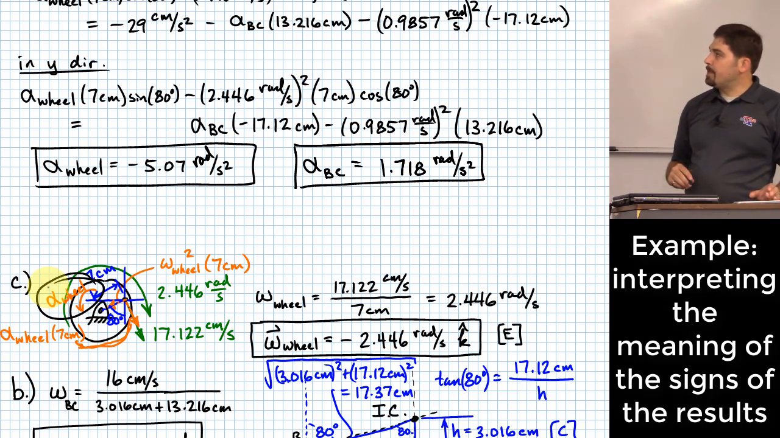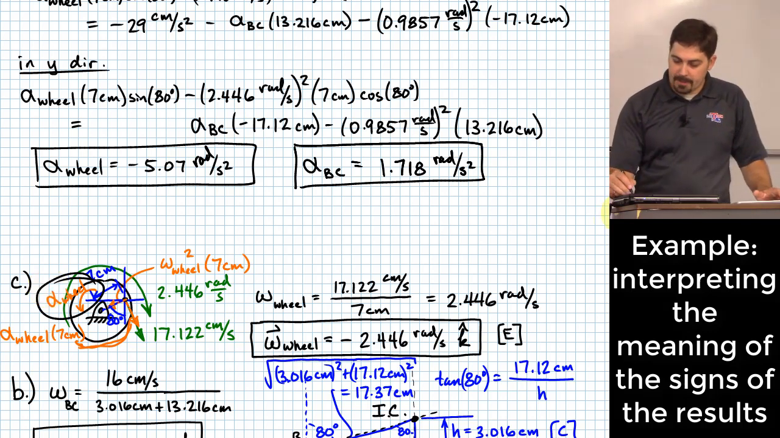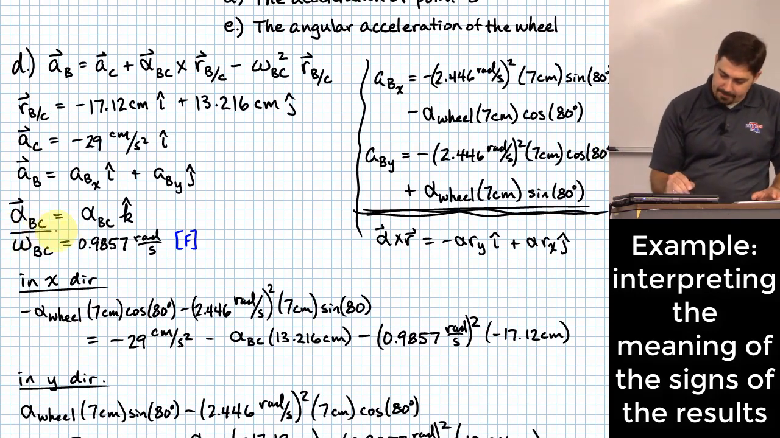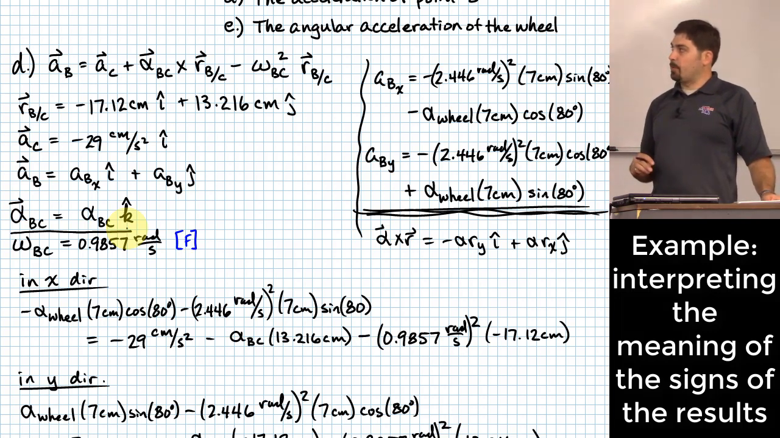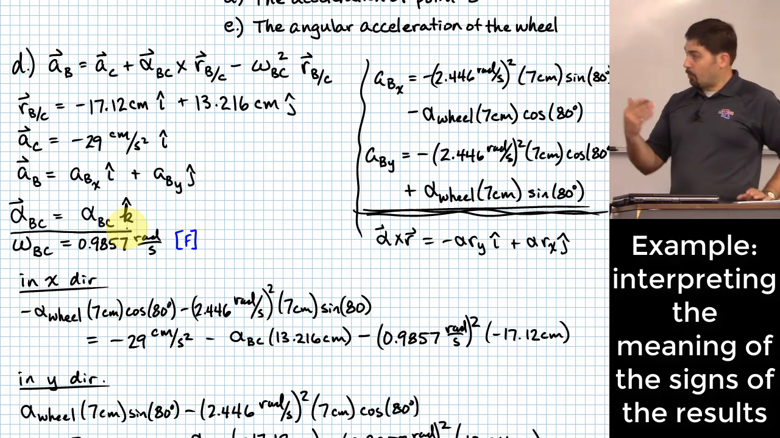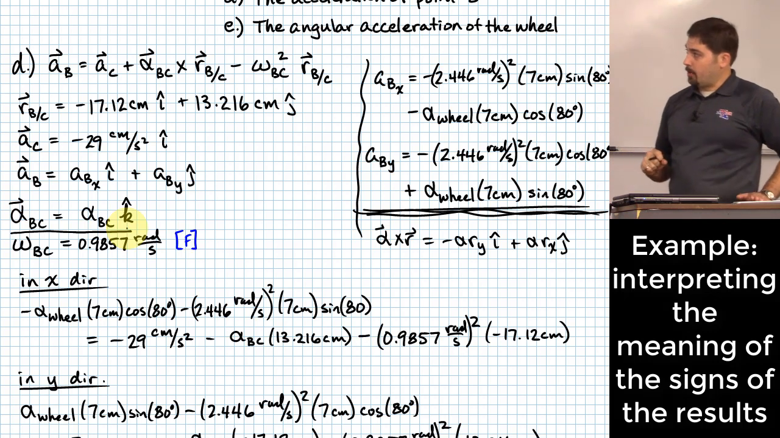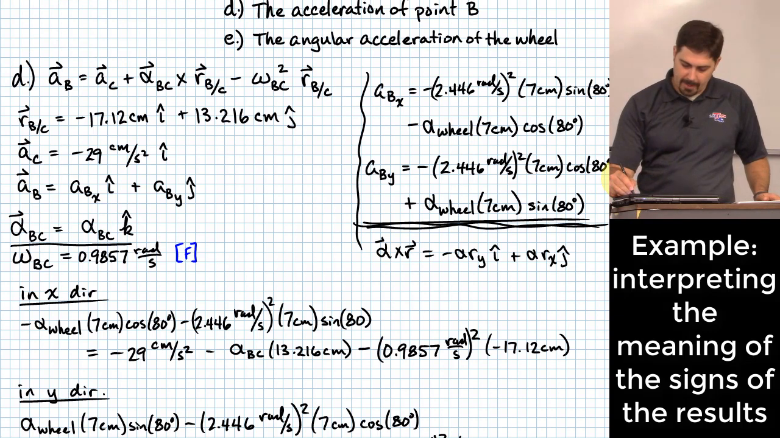When we did alpha BC, we came up with a positive number. What did we assume whenever we started? Well, we assumed counterclockwise. We did that step right here, basically, right? We said by showing that as a positive number right there, we assumed a counterclockwise acceleration. We were right about that one. So that one is accelerating in a counterclockwise direction. Okay?